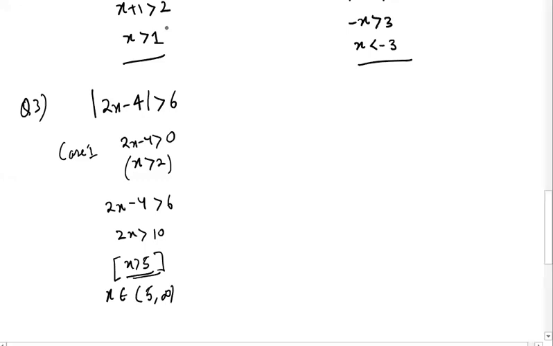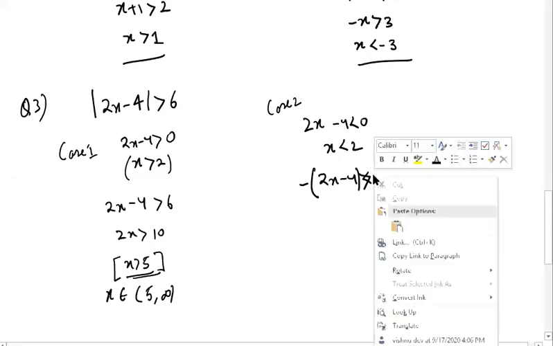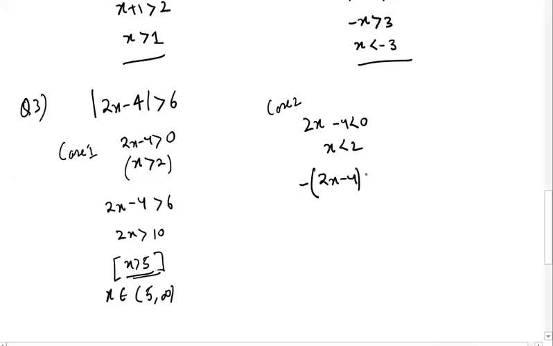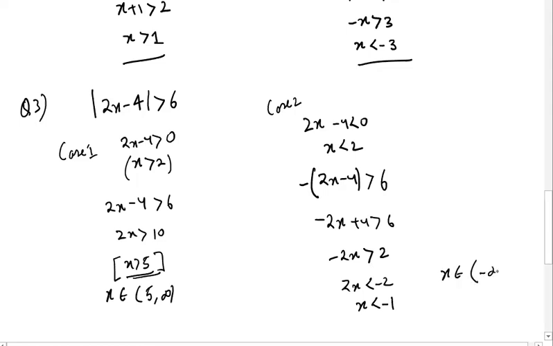Now case 2, 2x minus 4 is less than 0, which means when x is less than 2. In this case, the modulus becomes minus of 2x minus 4 is greater than 6, which is minus 2x plus 4 is greater than 6, which is minus 2x is greater than 2. Now multiply by negative both sides, so it will be 2x less than minus 2, or x less than minus 1. So x less than minus 1 satisfies this. The answer should be x belongs to minus infinity to minus 1.